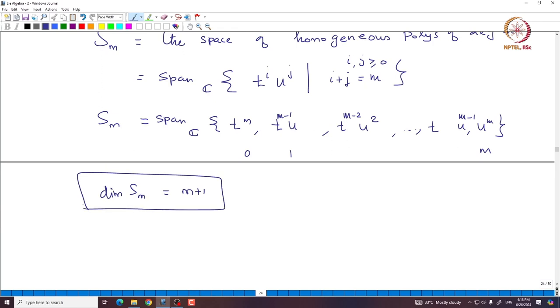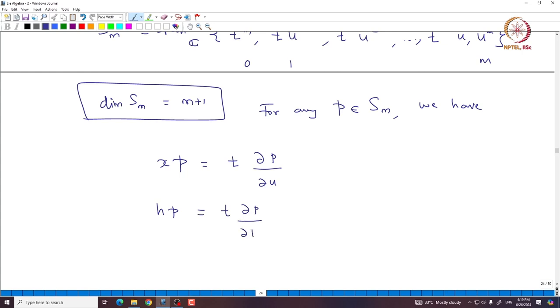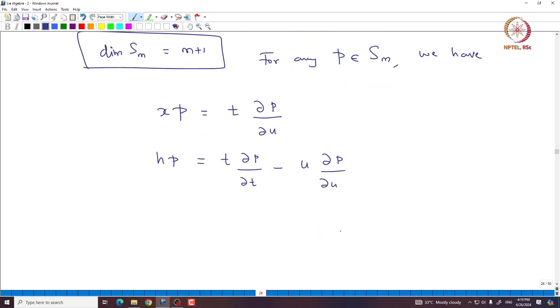Okay. So, now what is the action of SL2 on this Sm? I can write down the formula. For any p inside Sm, x acting on p is given by t times dou p divided by dou u, and h acts on p by t times dou p divided by dou t minus u times dou p divided by dou u. And y acts on p by u times dou p divided by dou t. Note that the action of h can be obtained from the actions of x and y. We need that this is exactly x y acting on p minus y x acting on p.